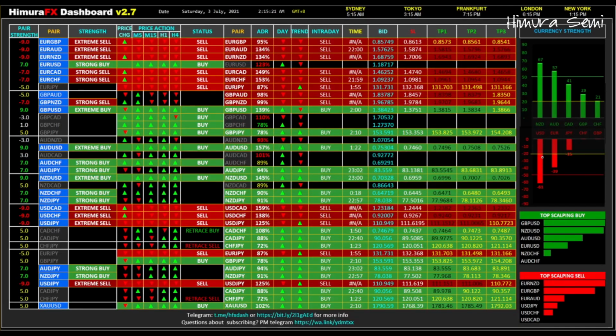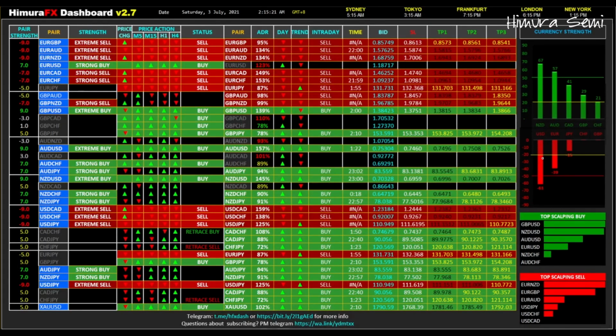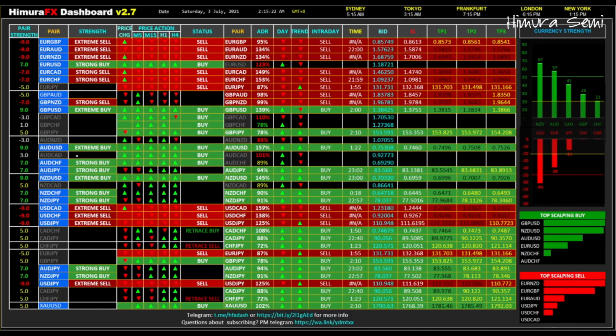Step number 2. As we know, New Zealand dollar is the strongest currency and US dollar, on the other hand, is the weakest currency. So NZD-USD is the pair that we are going to trade. Now we look at the pair column and ensure the pair that we choose is in a blue box. The blue box indicates the respective pair is one of the most traded pairs for now.